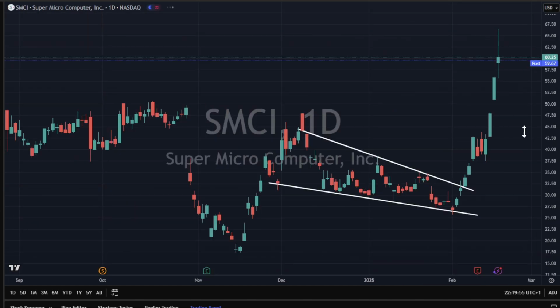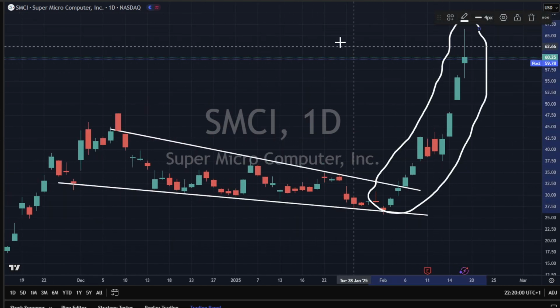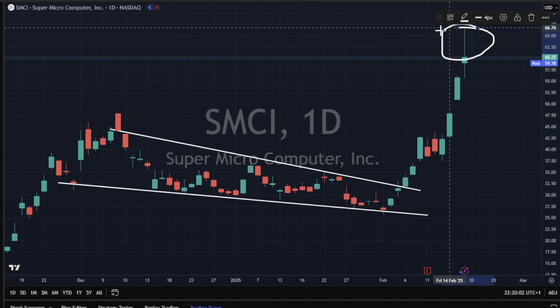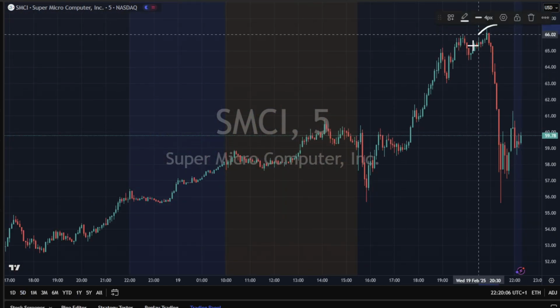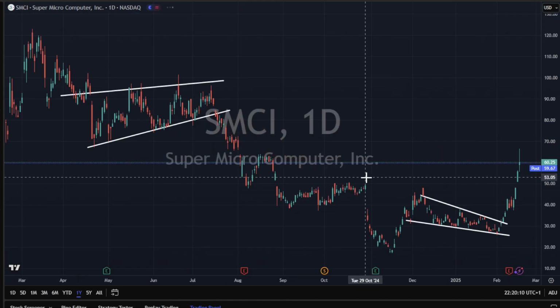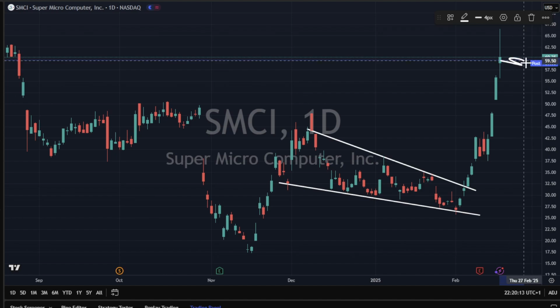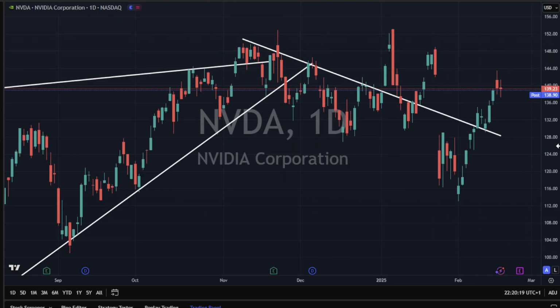We've got SMCI. We've got a lot of short sellers getting squeezed here. We do have a little bit of a wick at the top there, so could be a reversal day. There's the selling pressure that we see. So it could be a reversal day where we could see a further move lower in the short term or consolidation sideways. NVIDIA down slightly and holding above support.